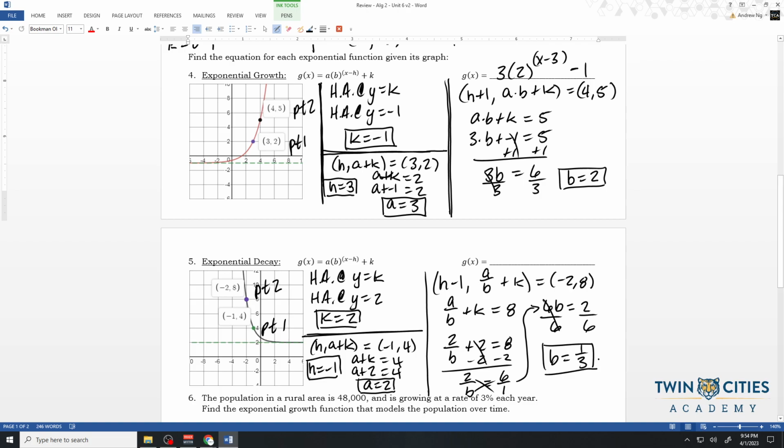And now once I've found a, b, h, and k, I can go ahead and plug them in. So a is 2 times 1/3. This is to the power of x minus h. So x minus negative 1, or x plus 1. And then finally at the end, plus k, so plus 2.